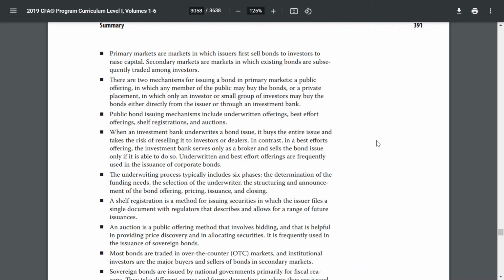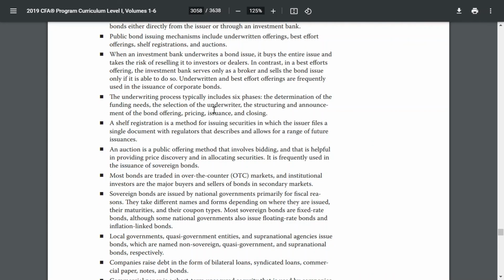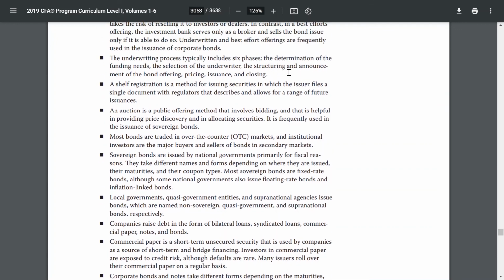When an investment bank underwrites a bond issue, it buys the entire issue and takes the risk of reselling it to investors or dealers. In contrast, in a best effort offering, the investment bank serves only as a broker and sells the bond issue only if it is able to do so. Underwritten and best effort offerings are frequently used in the issuance of corporate bonds. The underwriting process typically includes 6 phases: the determination of the funding needs, the selection of the underwriter, the structure and announcement of the bond offering, pricing, issuance, and closing.